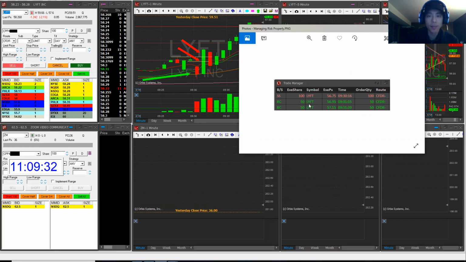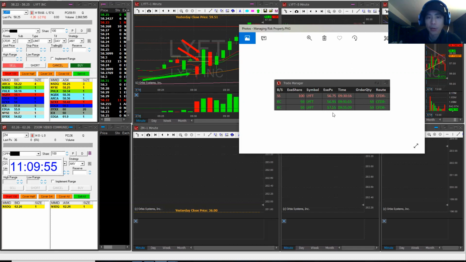Had I not taken this first half off when I saw the red flag, and just held it and taken it off at my original stop here at 57, my stop being the breakout of 57, this would have been a $40 loss instead, right? See the 40 cents difference?